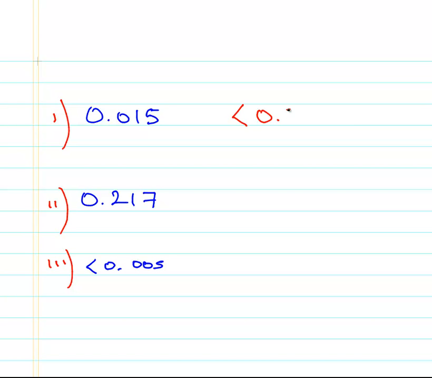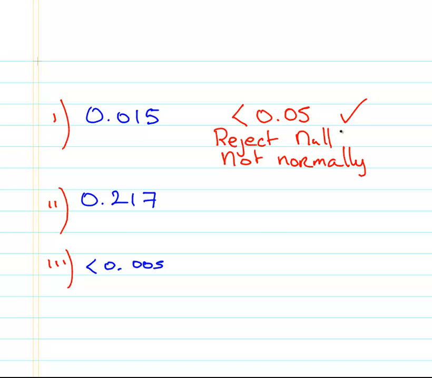Less than 0.05, yes, reject null. Okay, so not normal. Well, that's not exactly what we're saying. Essentially, we have enough evidence to say that the data set is not normally distributed. Okay, we might have a type 2 error. That's another story. Not normal. Reject null.